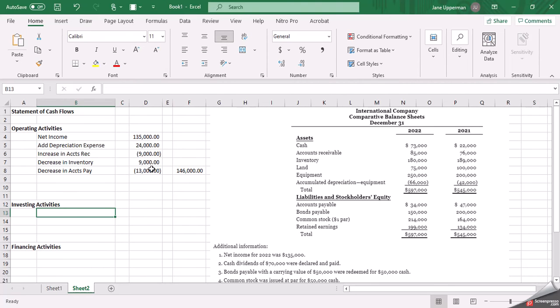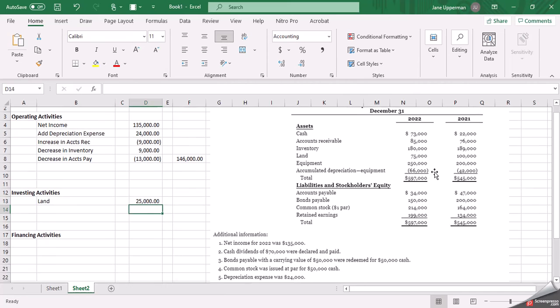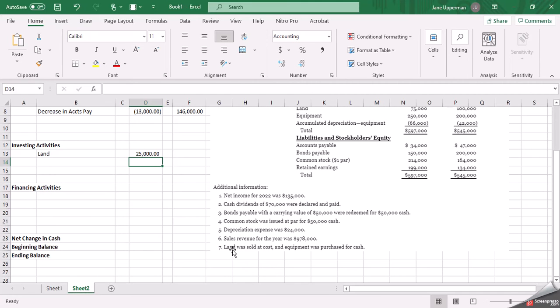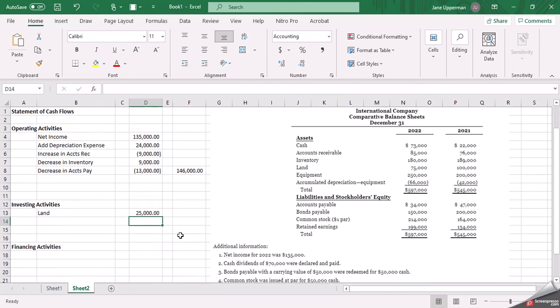Then our investing activities, we come up to our land. So our land has decreased by $25,000. So that decrease in land, if we go down into that additional information, land was sold at cost. So if we sold the land, we received the cash. So that is a source of cash, or cash comes in. So we increase that cash flow.